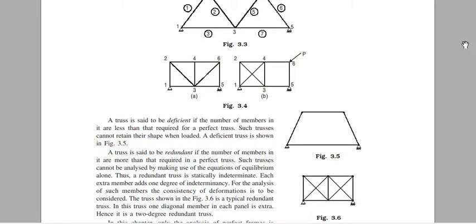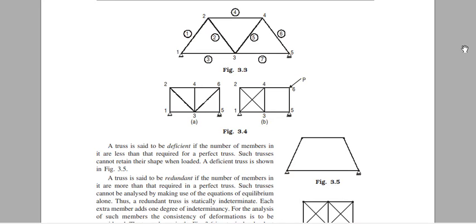Fig 3.4. A truss is said to be deficient if the number of members in it is less than that required for a perfect truss. Such trusses cannot retain their shape when loaded. A deficient truss is shown in Fig 3.5.